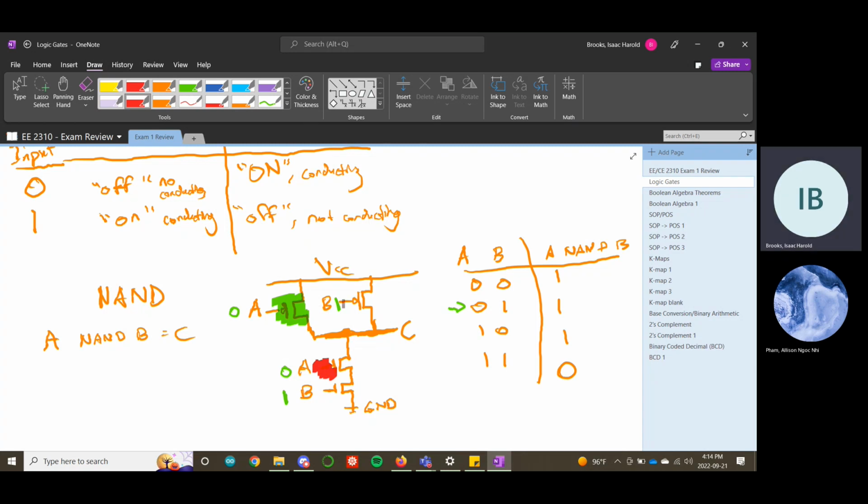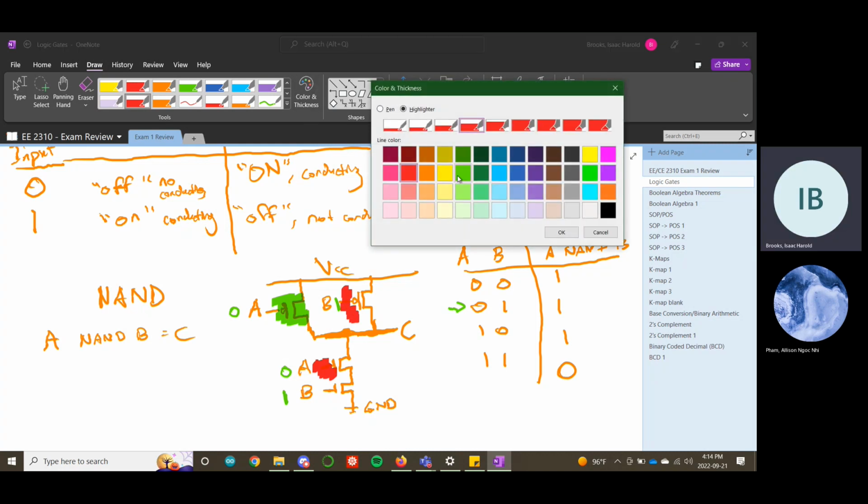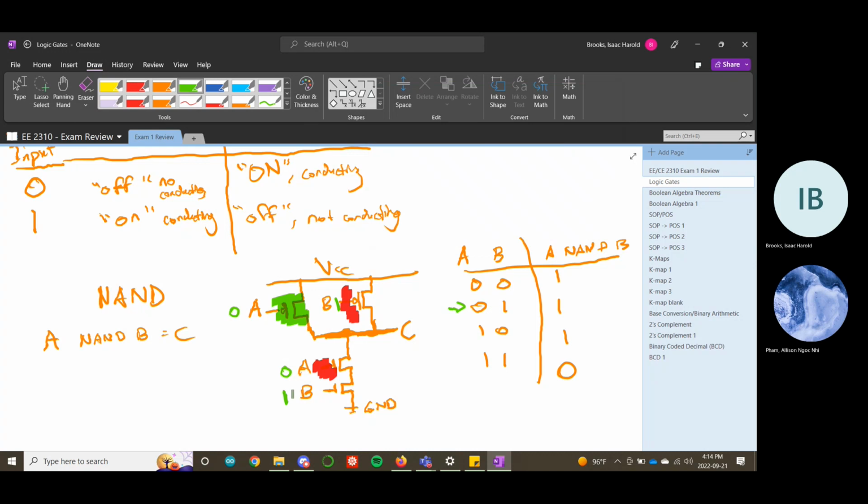Likewise, this top B one has a 1 and it's PMOS, so that means it's off, it's not conducting. So this one is also not conducting. Whereas this bottom B, this one is an NMOS and it has a 1, so that means it is conducting. So if you want to know what the output of this circuit will be, you can look once you've figured out which transistors are conducting or not.